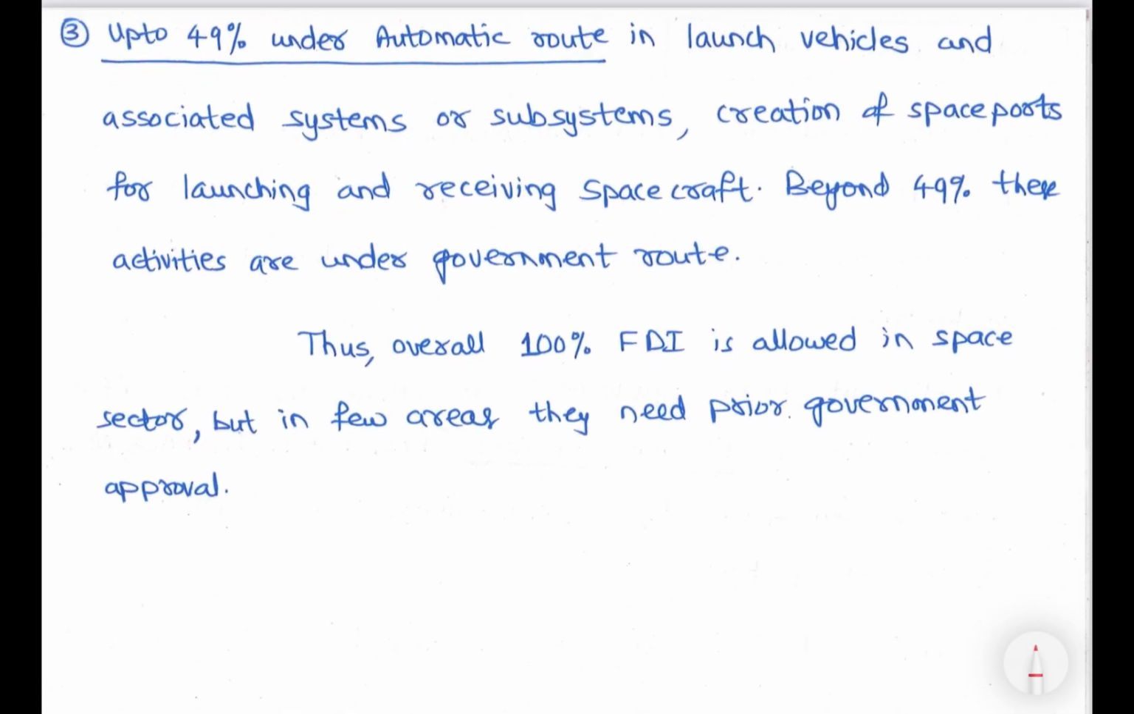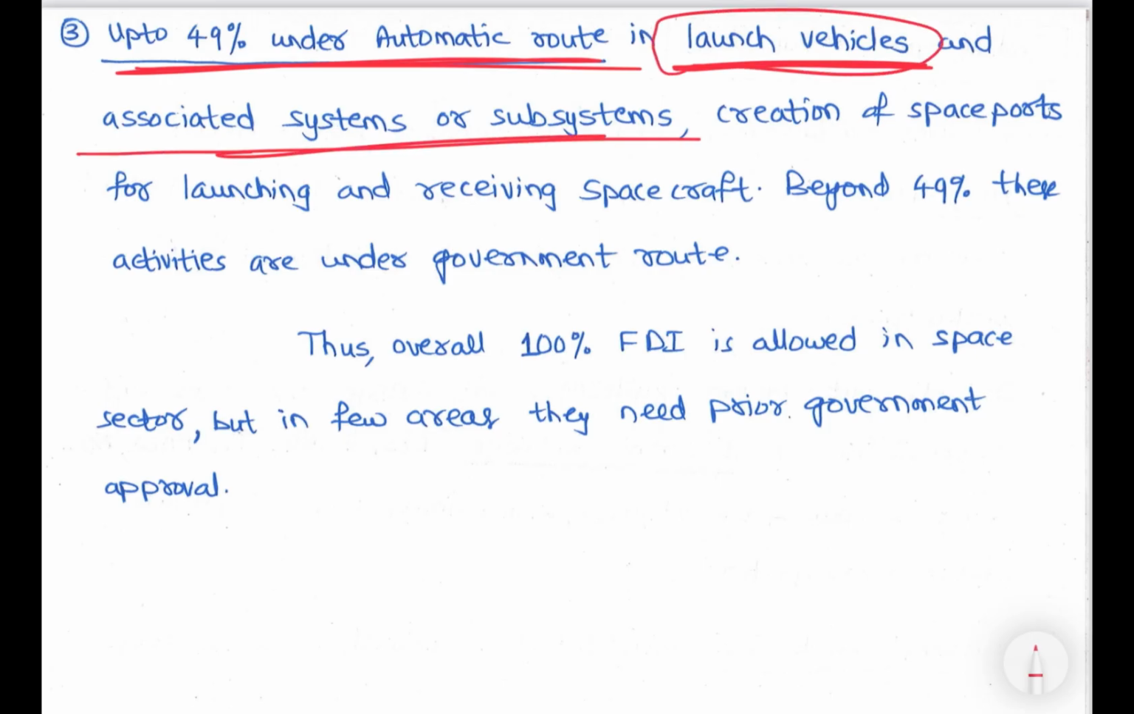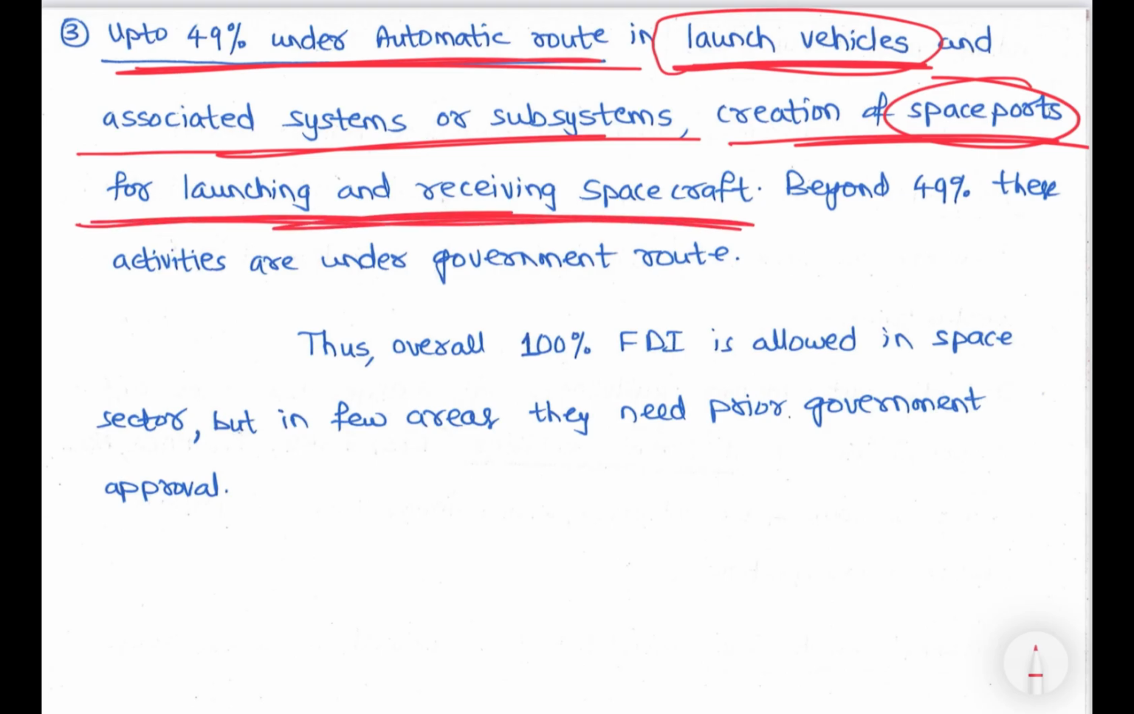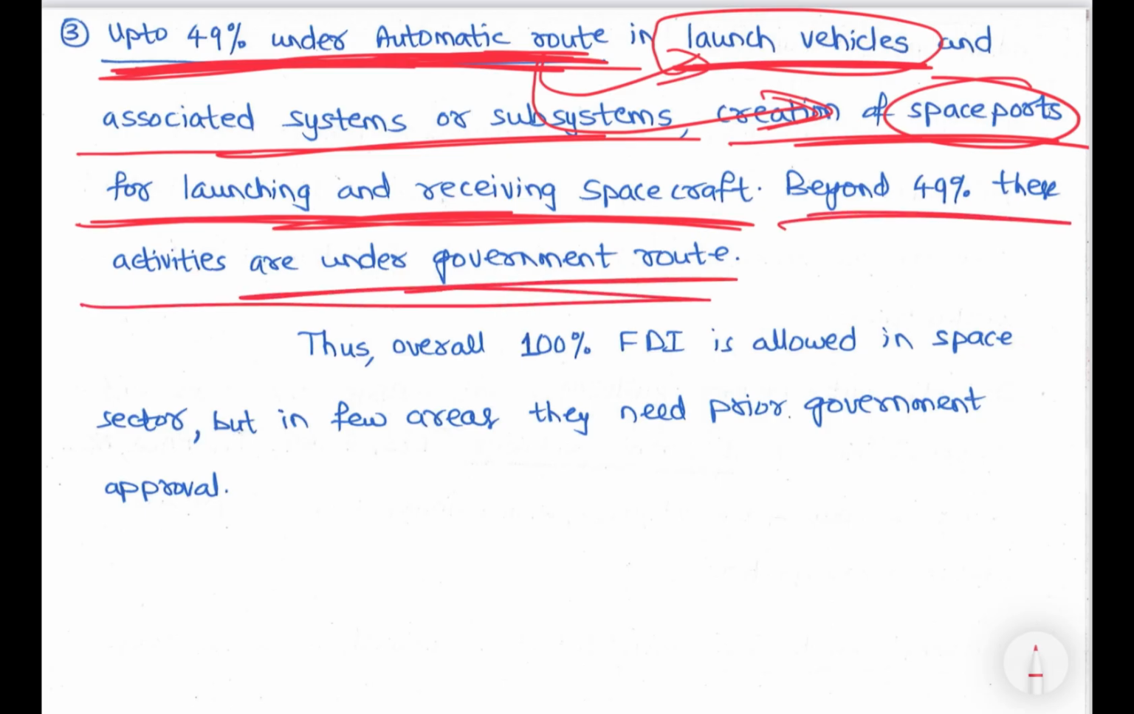See, up to 49% under automatic route in launch vehicles, associated systems and subsystems, then creation of spaceports for launching and receiving spacecraft, right. So that is basically launch vehicles and spaceports, जैसे Satish Dhawan Space Centre at Sriharikota, that is a spaceport, right. For that automatic route is up to 49% and beyond 49% activities are under government route.